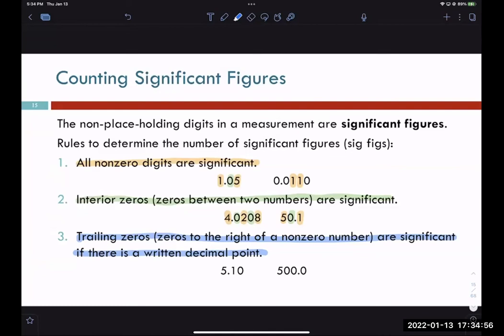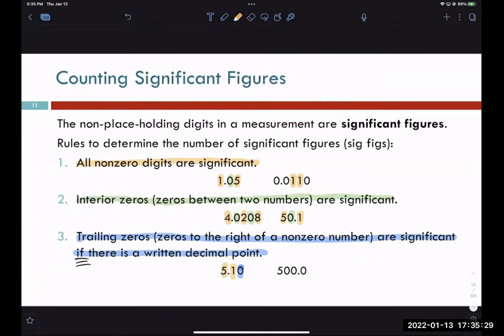Trailing zeros, or zeros to the right of a non-zero number coming after, are significant if there is a written decimal point. Pretty big if. So for 5.10, because we have a decimal point, that 0 is significant. Then we go back and do our other rules. These are non-zero numbers, so they're also significant.